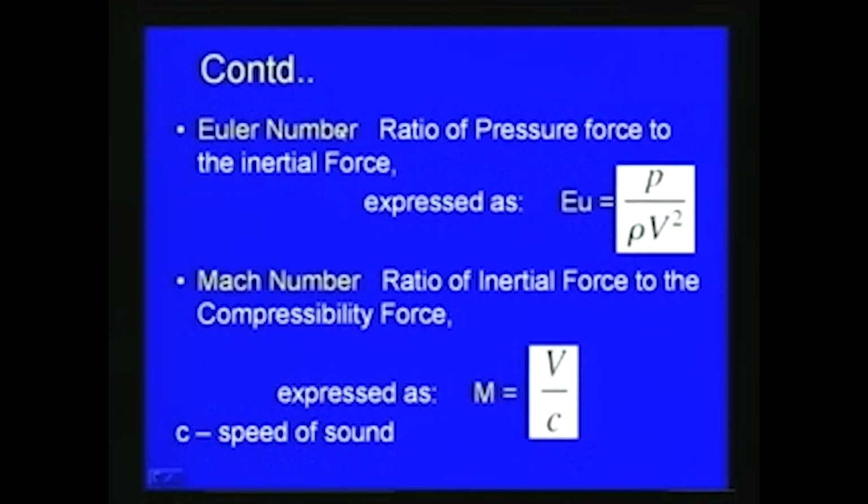Third number is called the Euler number. Euler number is defined as the ratio of pressure force to inertial force, and it is Eu is equal to p by rho V square, where p is the pressure, rho is the mass density, V is the velocity. Wherever we deal with fluid flow where pressure has to be considered effectively, there we define this dimensionless number, the Euler number.